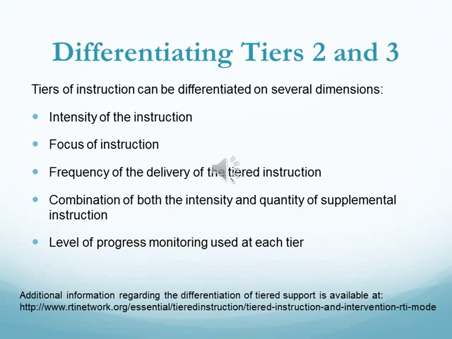Simply stated, everything that applied to Tier 2 also applies to Tier 3. Tier 3 is more complex in delivery, however, and potentially requires additional resources. The main addition involved in the complexity of Tier 3 is additional time. If time has not been increased, Tier 3 is not occurring. For additional information regarding the differentiation of tiered support, there is available information at the RTI network.